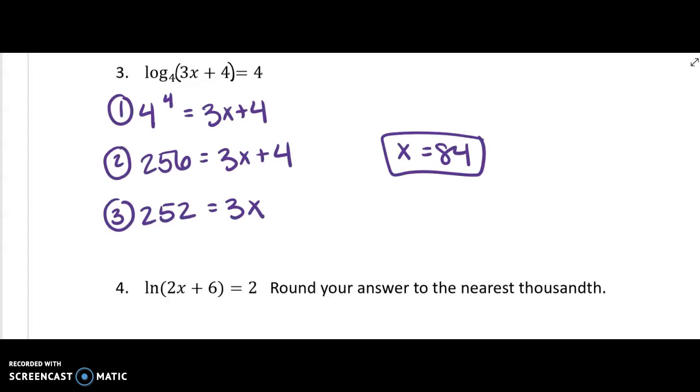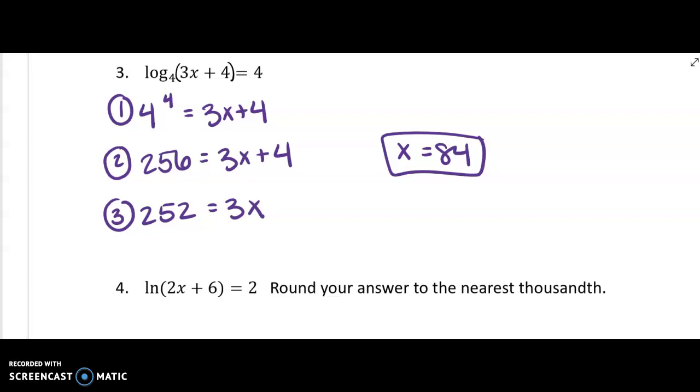All right, here's my work. Okay, so you should have switched first. So 4 to the 4th equals 3x plus 4. 4 to the 4th is 256, and you still set that equal to 3x plus 4. Then we solve for x. So we subtract 4 and then divide by 3, and you get x equals 84.